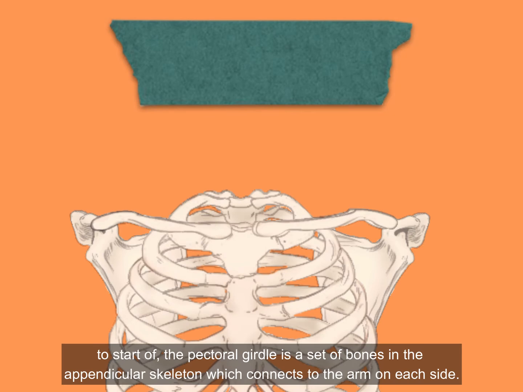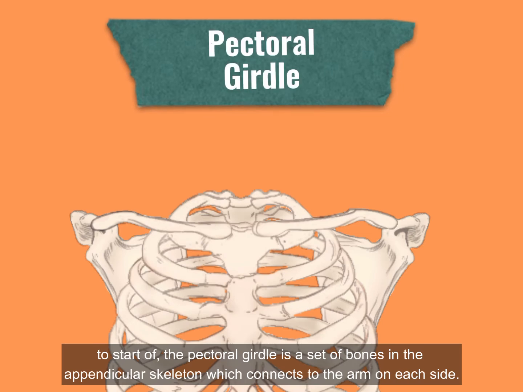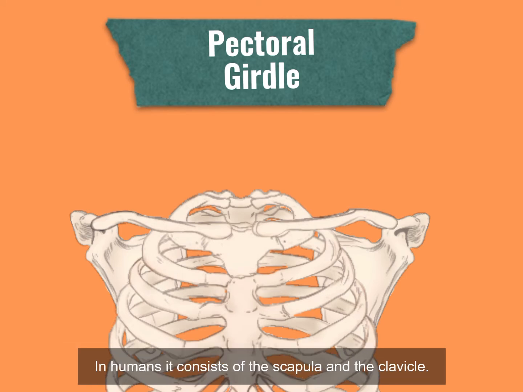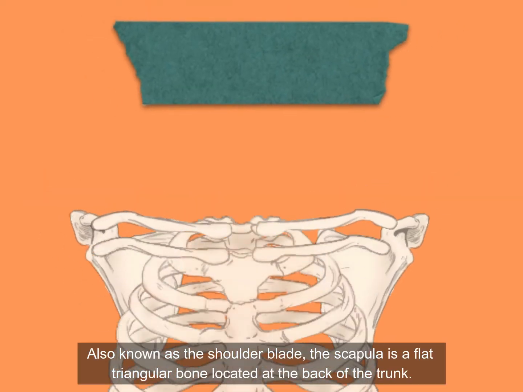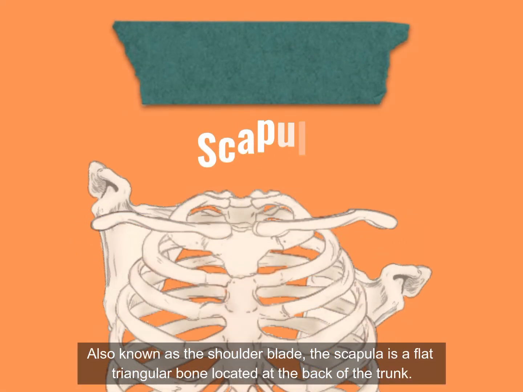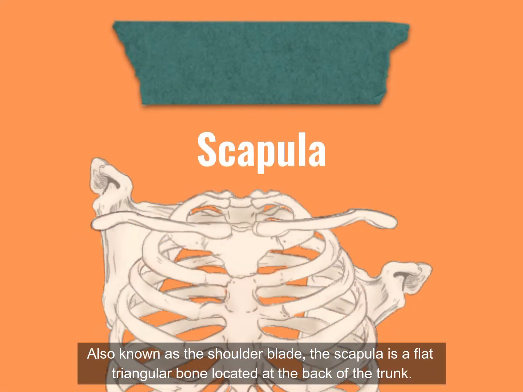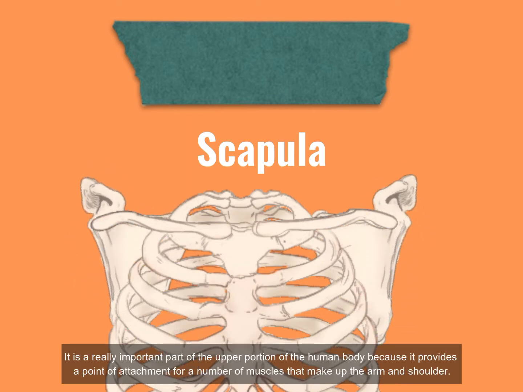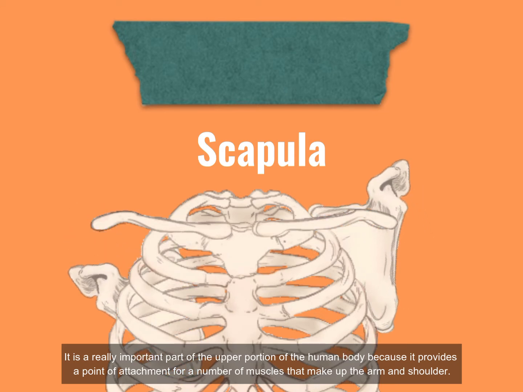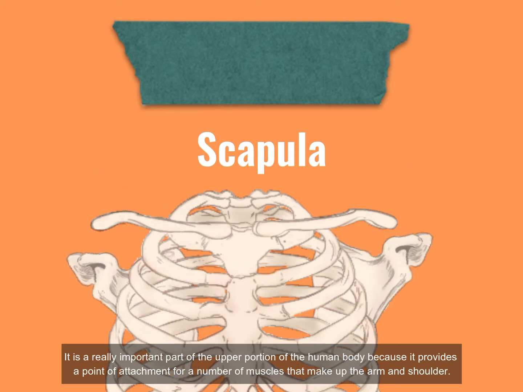To start off, the pectoral girdle is a set of bones in this division which connects to the arm on each side. In humans, it consists of the scapula and the clavicle. Also known as the shoulder blade, the scapula is a flat, triangular bone located at the back of the trunk. It is a really important part of the upper portion of the human body since it provides a point of attachment for a number of muscles that make up the arm and the shoulder.